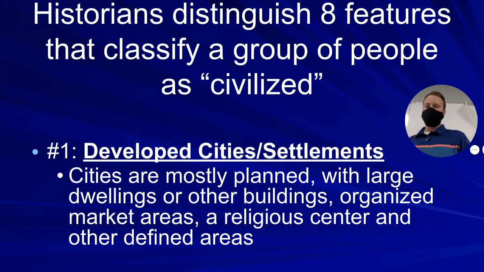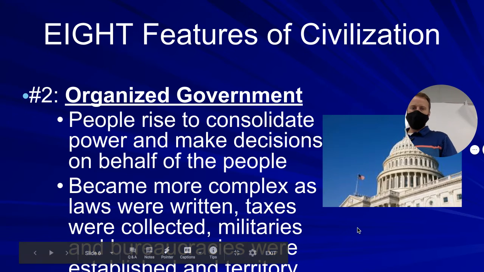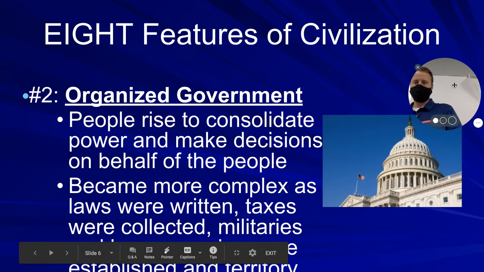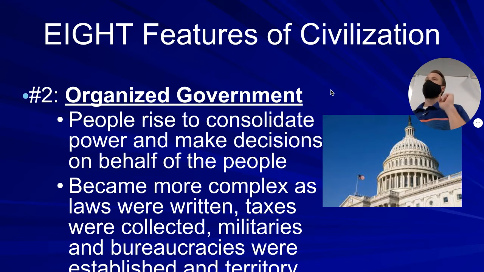All right, so number 2, organized government. We all know about organized government right now because what is about to happen in November? Election. You guys are hearing a ton about that right now. Probably seeing commercials. That's why you're seeing all these signs everywhere you go. But organized government: people rise to consolidate power and make decisions on the behalf of others.